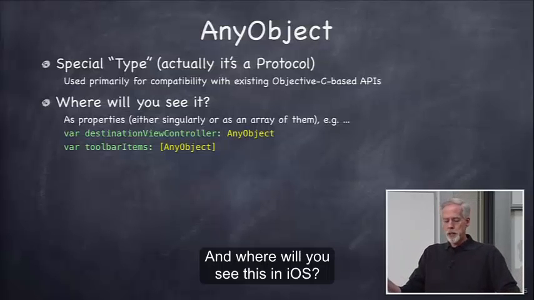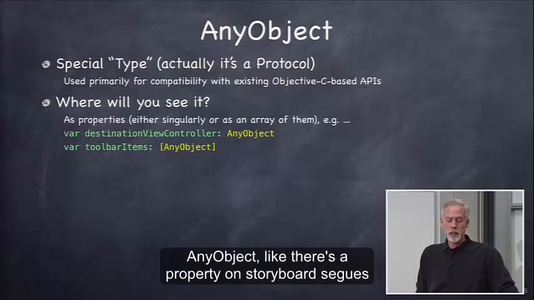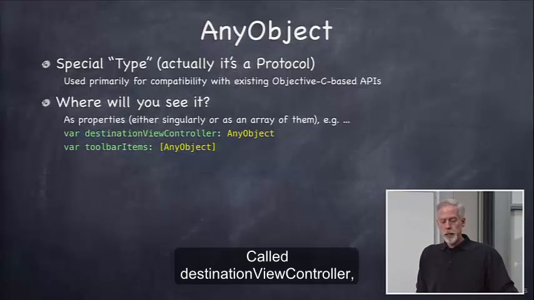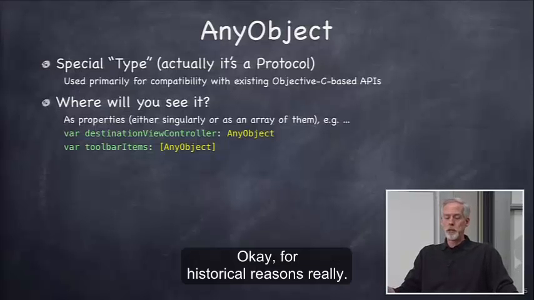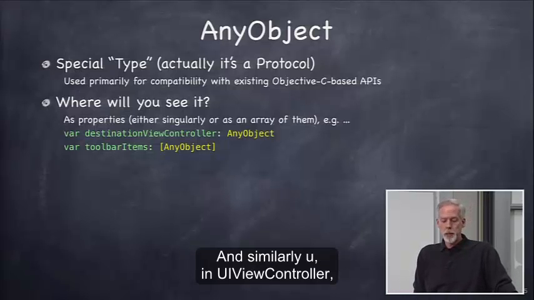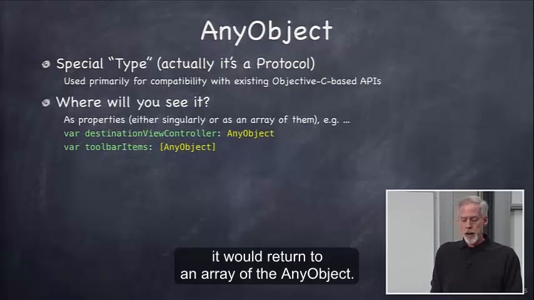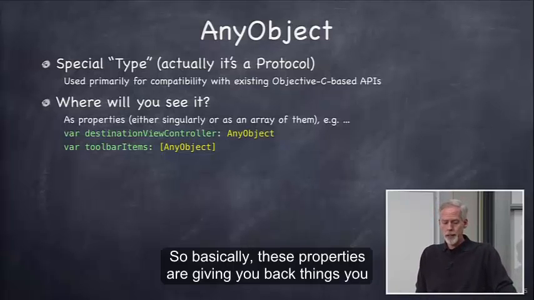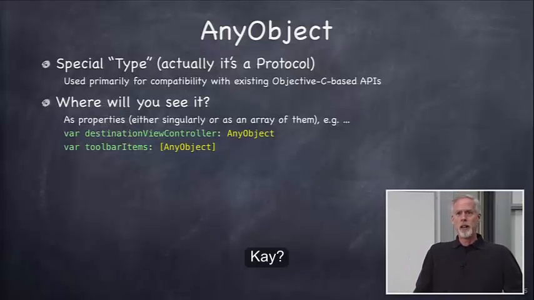And where will you see this in iOS? Sometimes you'll see properties that are AnyObject, like there's a property on storyboard segues, which we're going to talk about next week, called destination view controller. Instead of being a UIViewController, it's an AnyObject, for historical reasons, really. And similarly, in UIViewController, there's a property called toolbar items, and it returns an array of AnyObject. So basically, these properties are giving you back things you don't even know what they are.